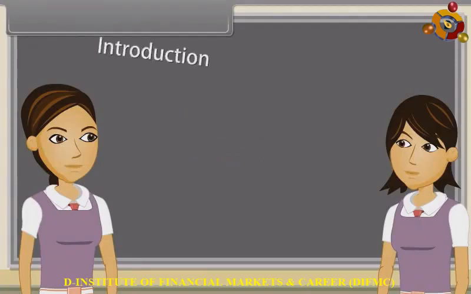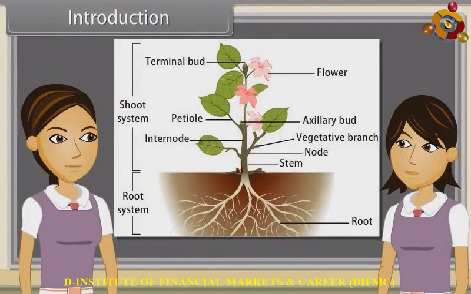Introduction. When we observe a plant, then we see that every plant has roots, stem, and leaves. Plants also have flowers and fruits. We have already discussed characteristics, types, modifications, and functions of roots. Now we will study stem.